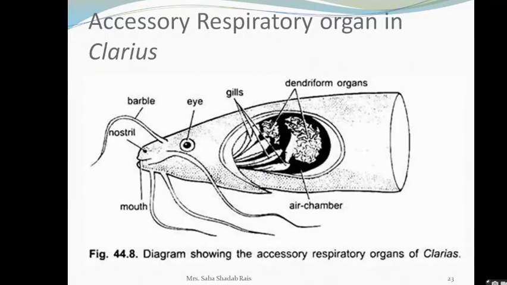So this is about the accessory respiratory organ. Definitely you can ask me any doubt if you have. Today we have all learned about the accessory respiratory organ in two fishes, that is Anabas, also called the climbing perch or climbing gourami, and then Clarius, that is your catfish. So for this note, today we'll stop.